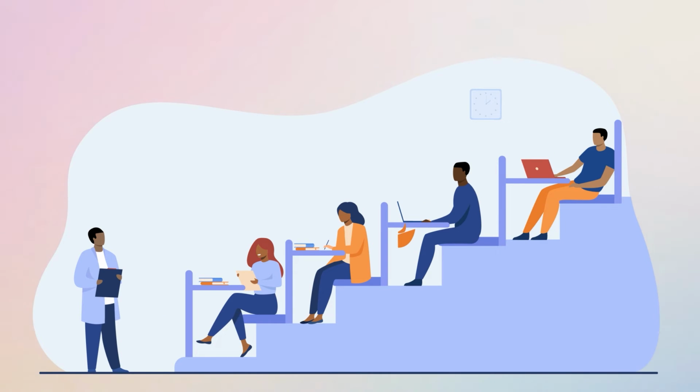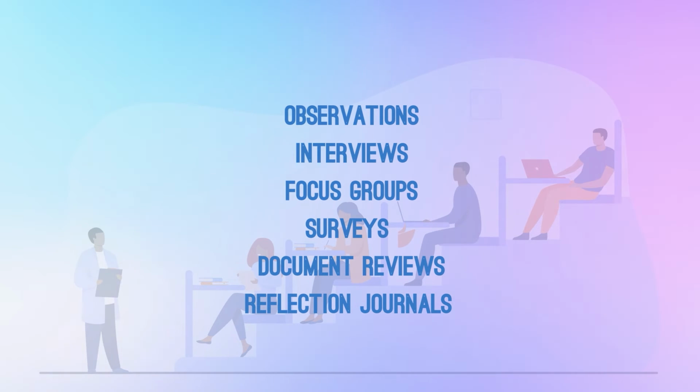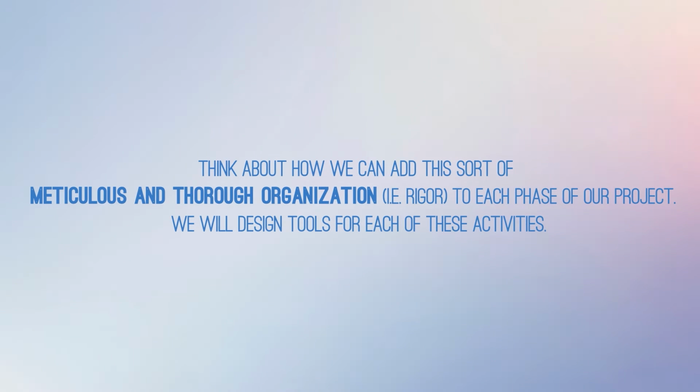Returning to our example where we want to analyze strengths and needs of XYZ community program, we could complete observations, interviews, focus groups, surveys, document reviews, reflection journals. Think about how we can add this sort of meticulous and thorough organization, i.e. rigor, to each phase of our project. We will design tools for each of these activities.